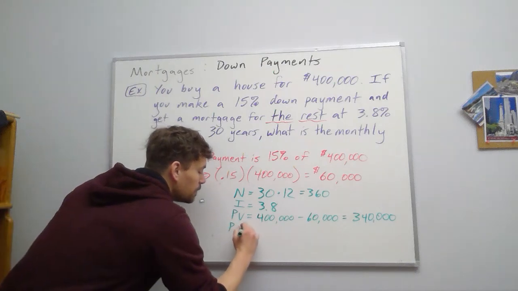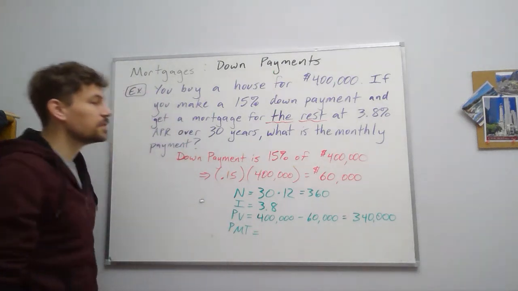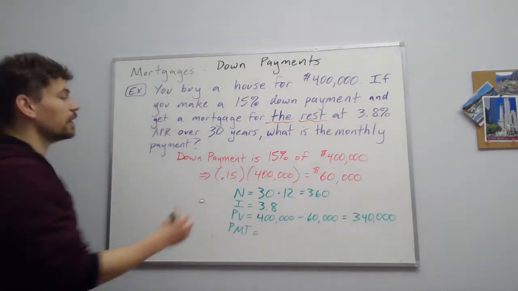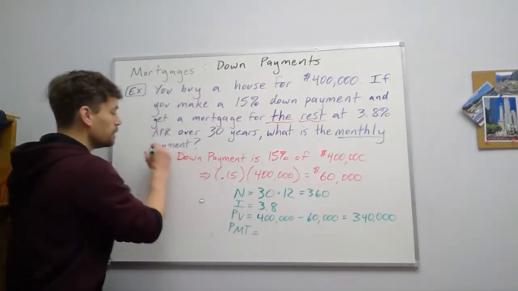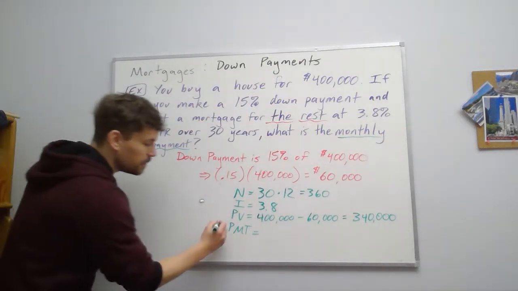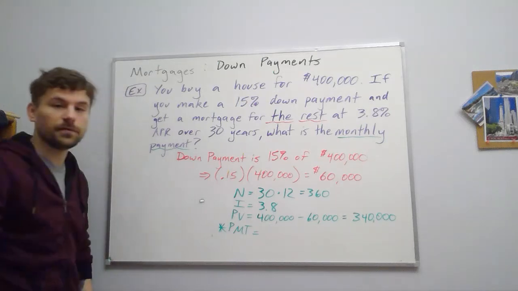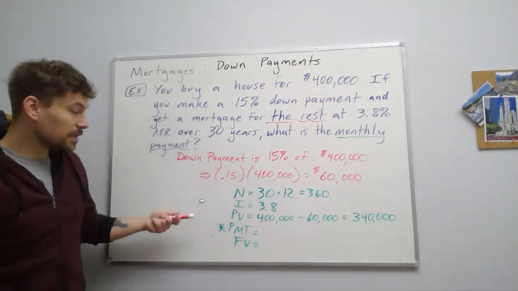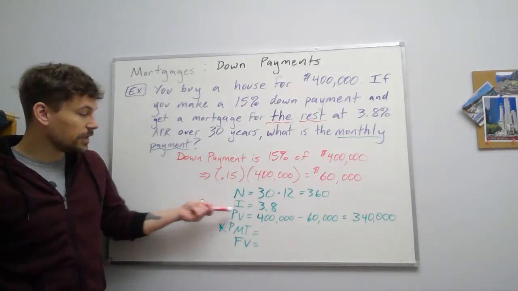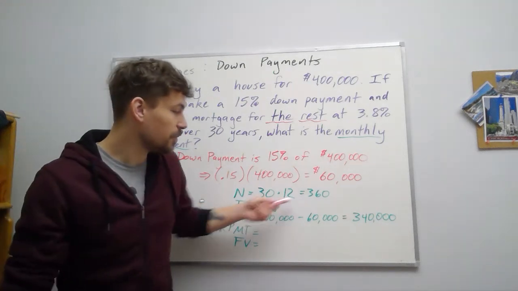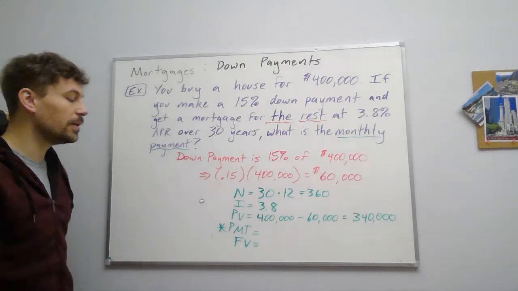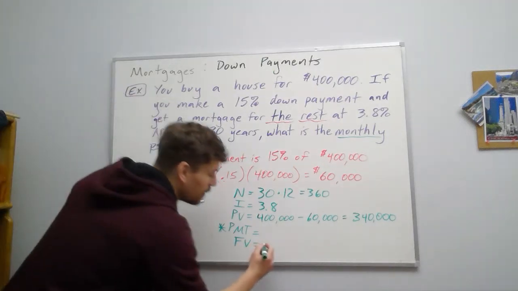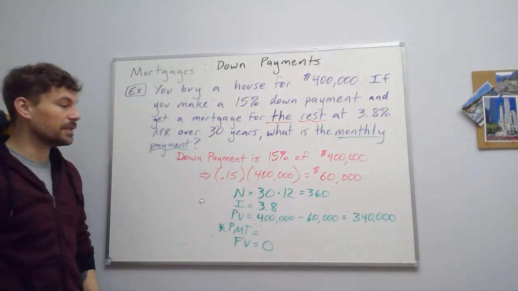Now the payment, PMT, in the solver, that is what we're looking for. We're looking for the monthly payment, and so this will ultimately be the thing that we solve for. The future value, well, it's a loan, so we took out not a 400,000, but a $340,000 loan. We're hoping to pay it down to zero. We want to owe nothing at the end of this.